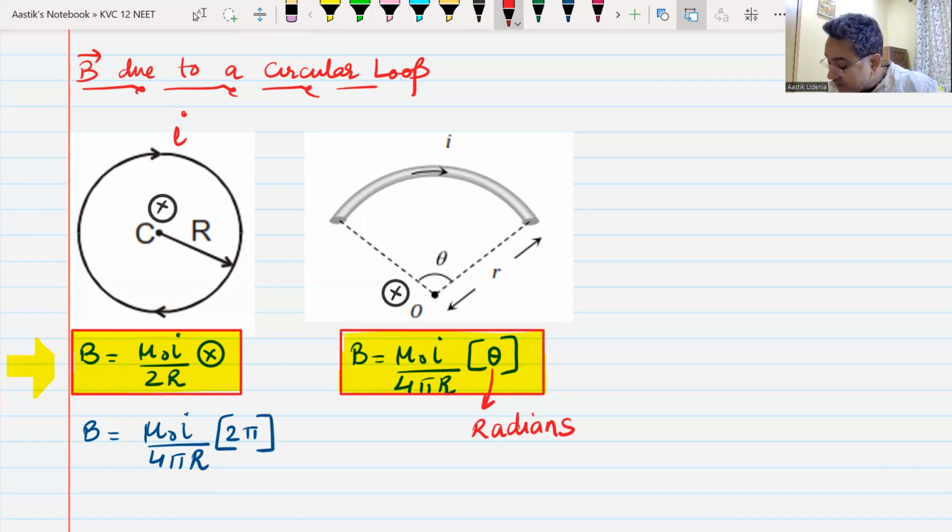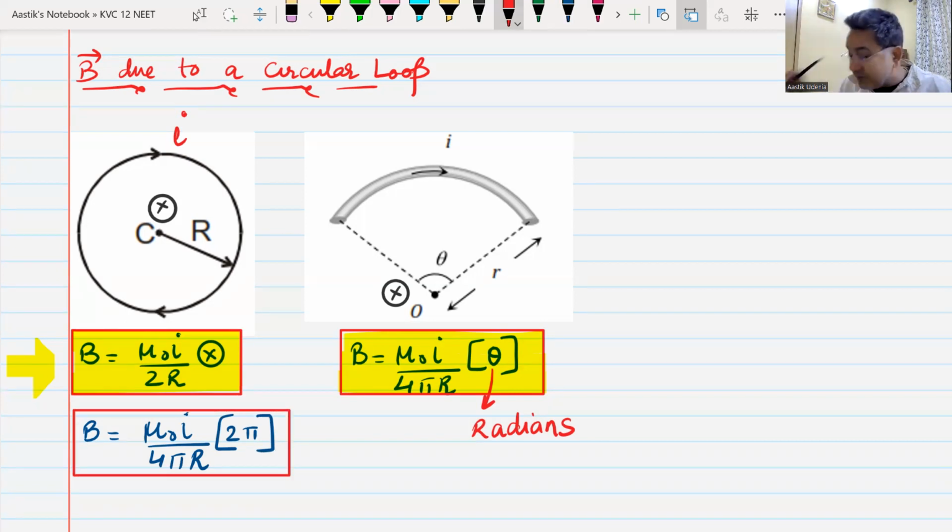That means even if you don't remember the magnetic field due to a full loop, if you remember the formula for a part of the loop, an arc of the loop, you can just put the angle as 2 pi and you will get the answer for the full loop. Do we understand this?